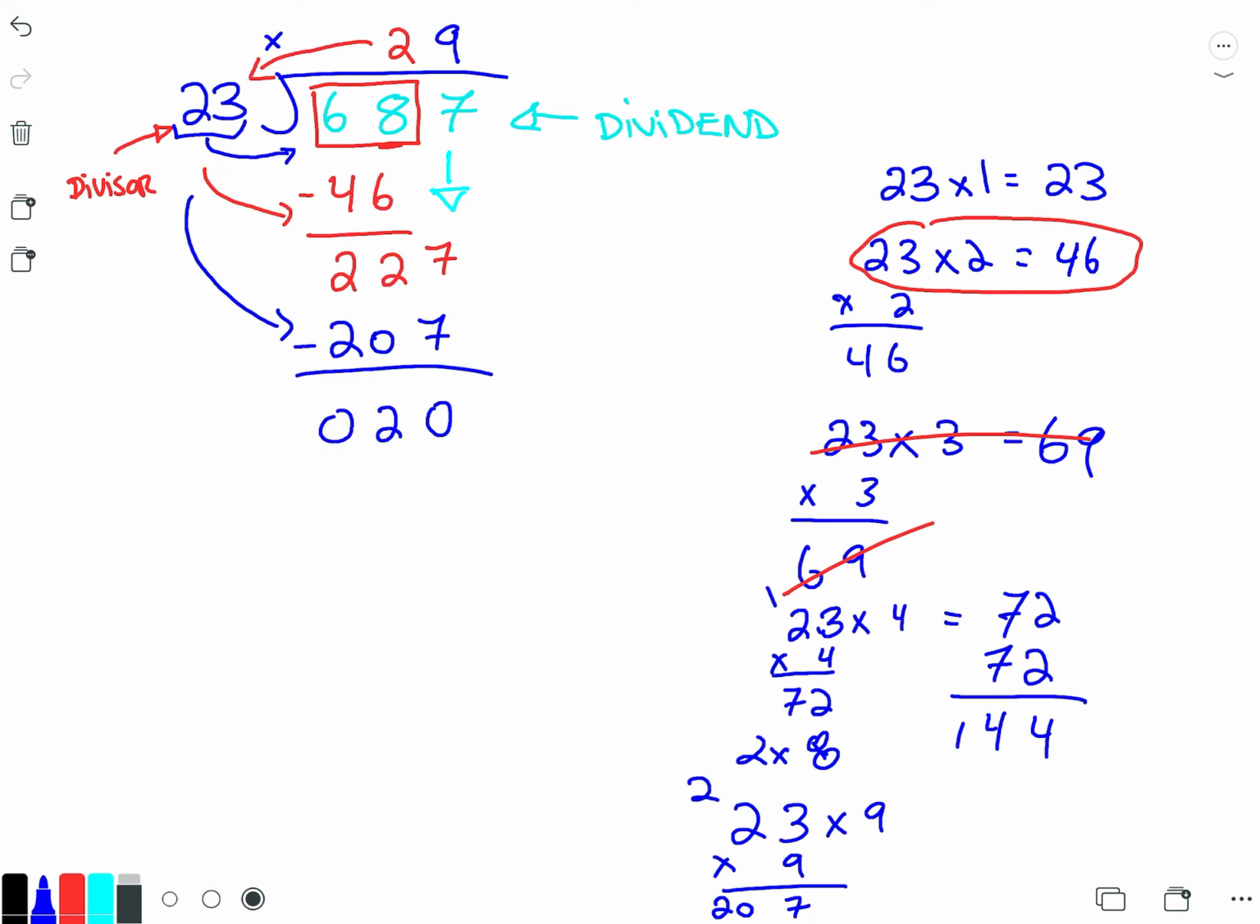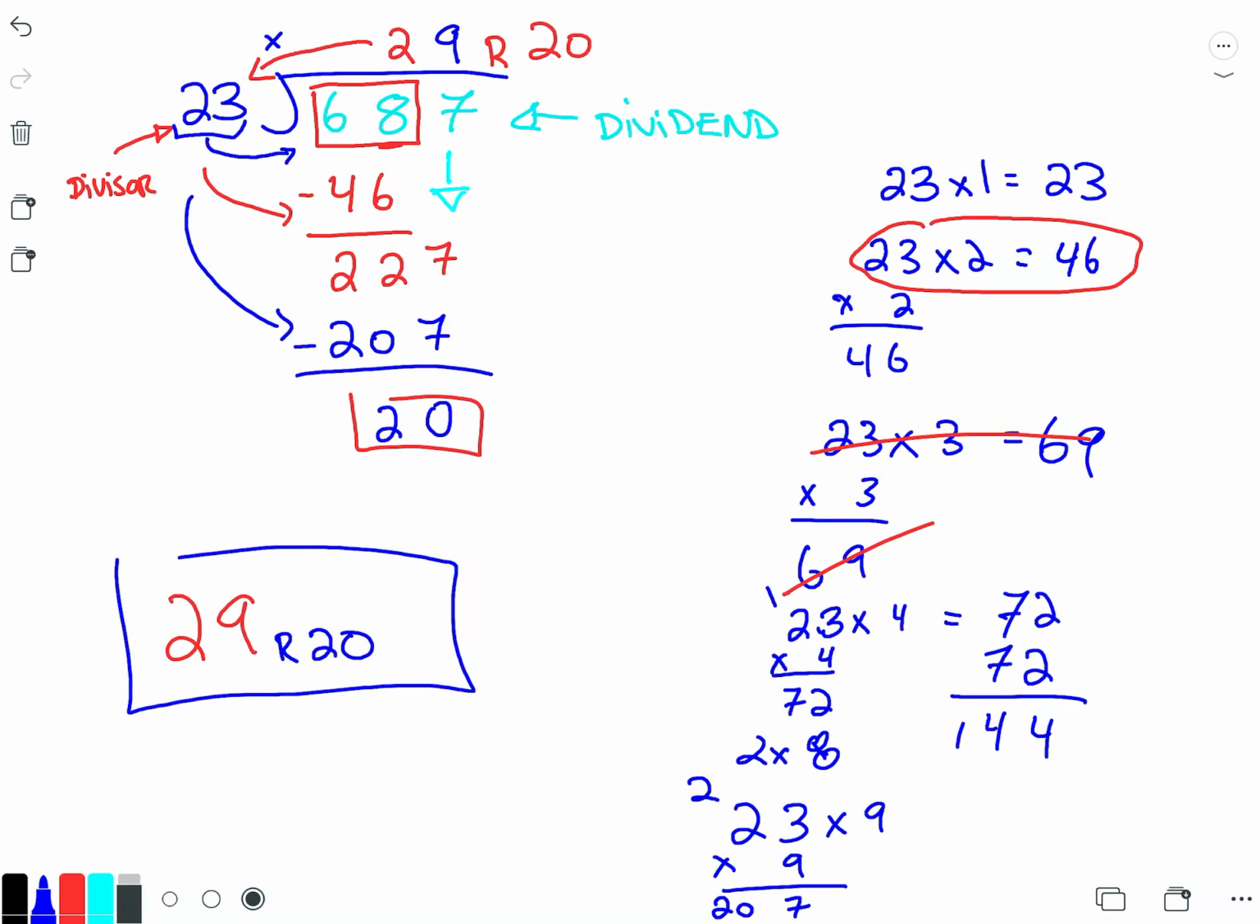Okay, so I got an ender of 20, right? And I clearly cannot fit a 23 inside a group of 20. So my answer is 29 with the remainder, this leftover, of 20. So my quotient is 29, remainder, big R, 20. And that is the answer to what is 687 divided by 23. 29, remainder 20. Eventually you'll get into decimals, but we're not doing that right now.